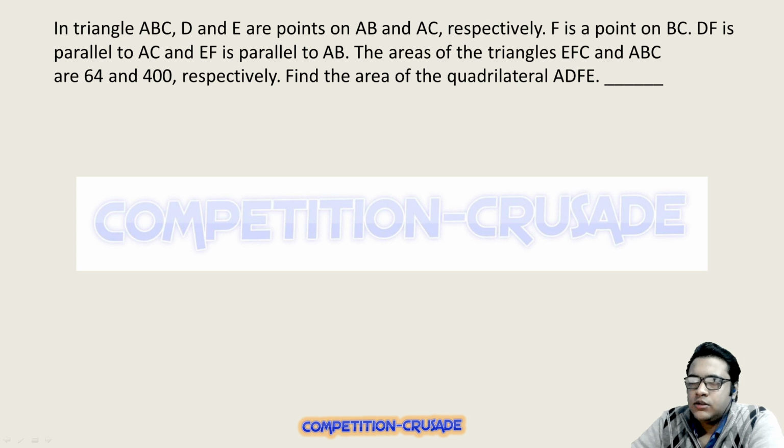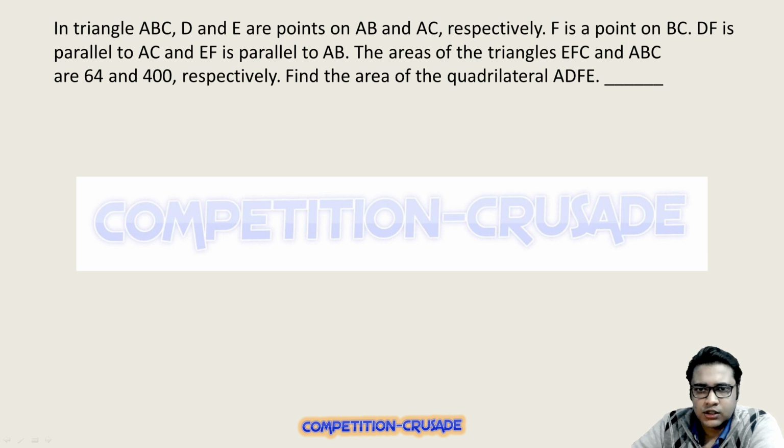Okay. In a triangle ABC, D and E are points on AB and AC respectively. F is a point on BC. EF is parallel to AC. EF is parallel to AB. All constructions, so we will have to make some construction. The areas of the triangles EFC and ABC are 64 and 400. Given this, find the area of the quadrilateral ADFE.